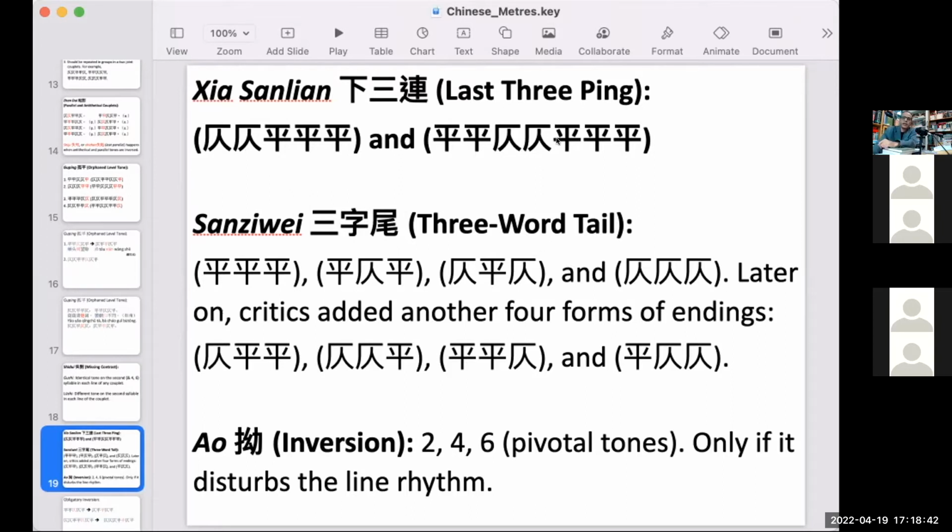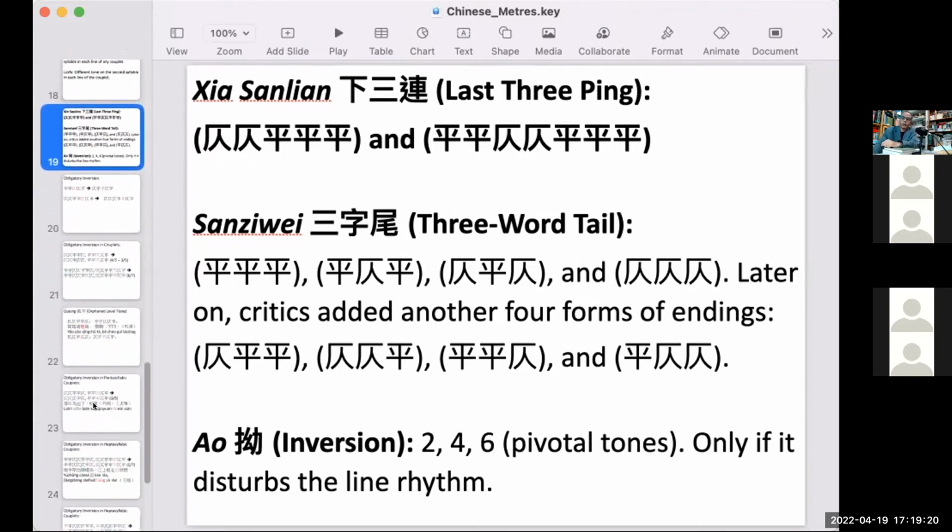And if it's qi and shi, then it's the same. The san zi wei, this is one word. It has to be just one word, but it doesn't have to be the same tone. So it can come as three ping or three zi or variations between ping and zi. And later on, the critics added more variations like zi ping ping, zi zi ping, and so on. But this is just one word that comes in any variation, or even just one tone.